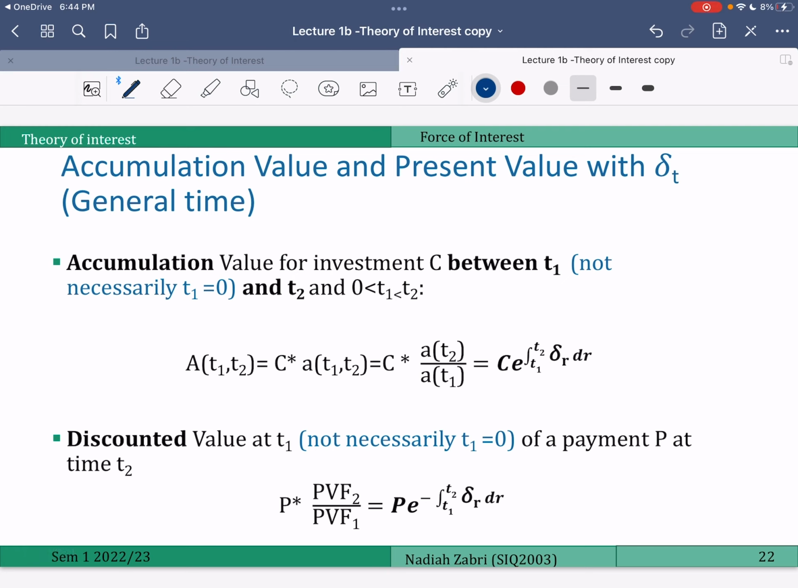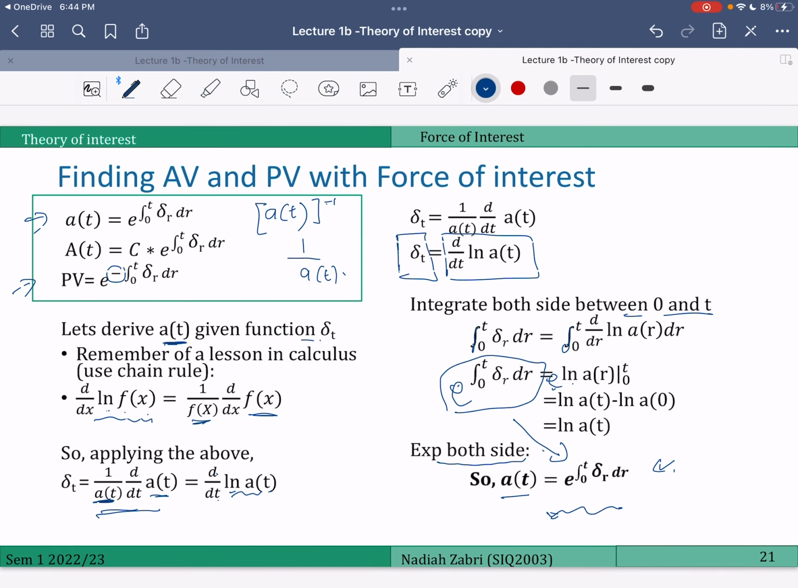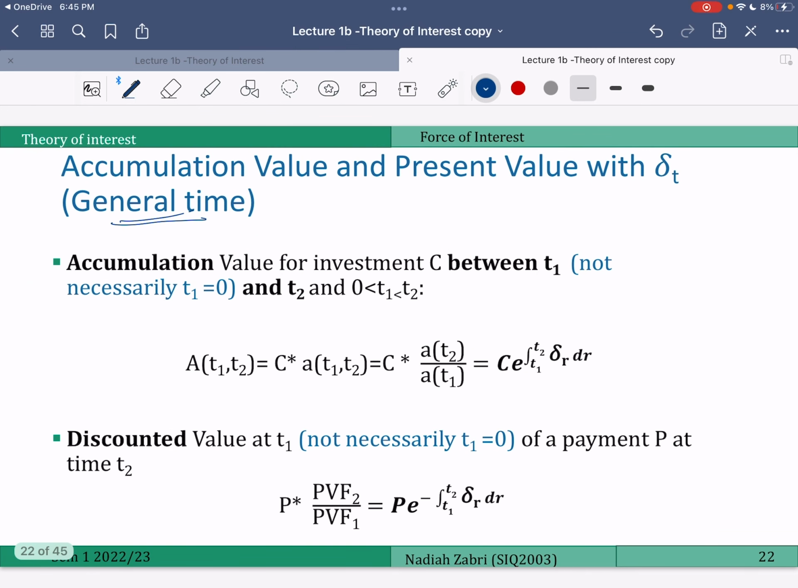Okay, accumulation value and present value at a general time. Just now, this equation is only if you start to invest at time 0 and you want to find the accumulation at time t. This one is also for when you want to find the present value at time 0. But what if you are trying to find the accumulation value and present value at a general time, meaning for accumulation value you start at time t1 instead of 0? So you want to find the accumulation amount between time 1 and time 2, not between time 0 and time 2.